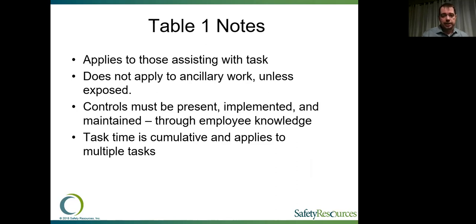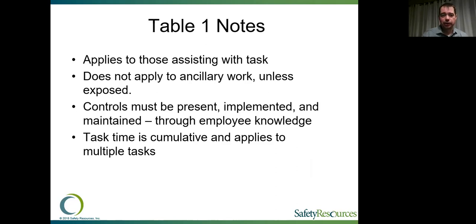Again, with Table 1, like I said before, and we'll always repeat it, you have to make sure that all those control measures are implemented, they're in place, and they're maintained. So employees that are performing that task need to be able to identify whether or not those control methods are actually effective in controlling or limiting that dust as much as possible.